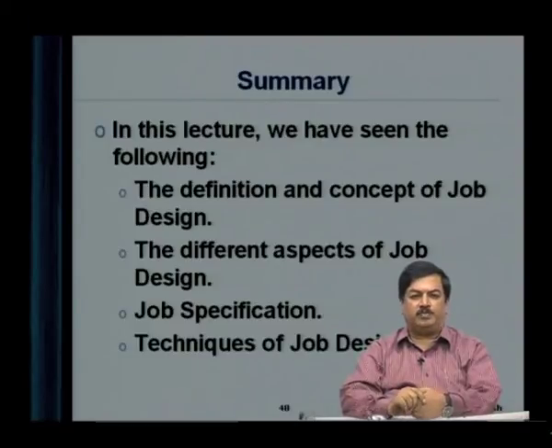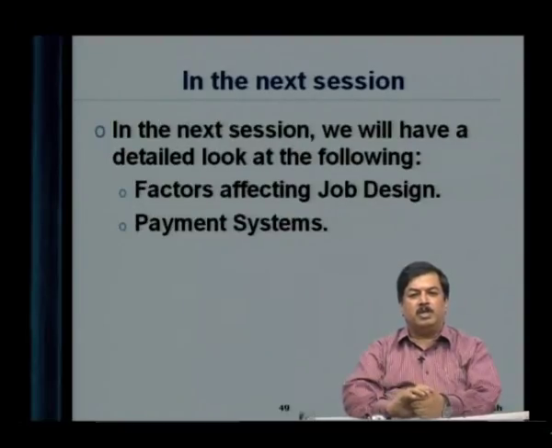So in this lecture we have seen the following: the definition and the concept of job design, the different aspects of job design, job specification, and also the techniques of job design. And when we move further, we need to look at the factors which affect job design in terms of complexity, challenge, routineness, standardization, whether it is individual work or collective work, and then we need to see the reward systems and practices.